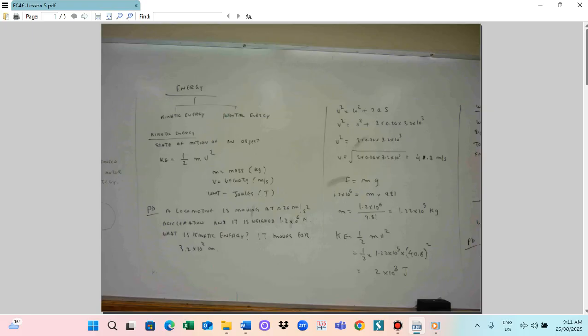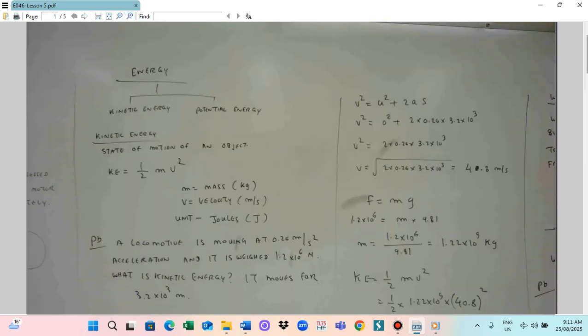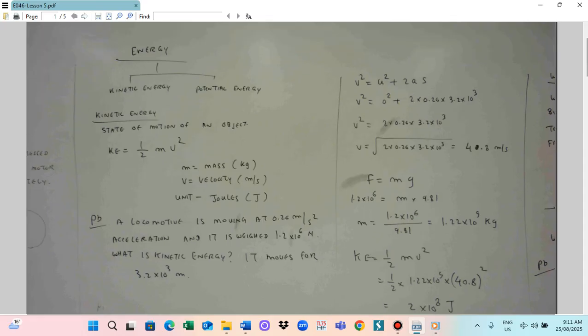Energy can be of two types: potential energy and kinetic energy. Potential energy means when the object is above the ground level. When the object is moving at a constant speed, it has kinetic energy. So potential energy and kinetic energy are used in describing energy. If the locomotive is moving at 2 meters per second squared acceleration and its weight is 1/2 into 10 power 6 Newton, this is the way to find the kinetic energy.